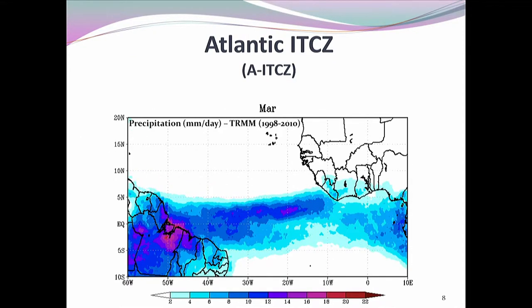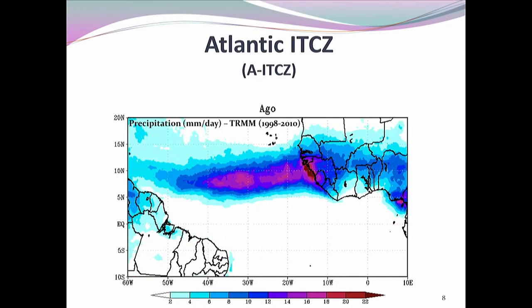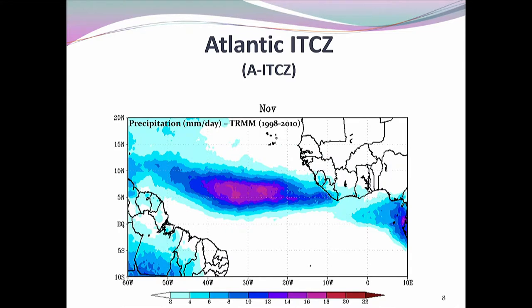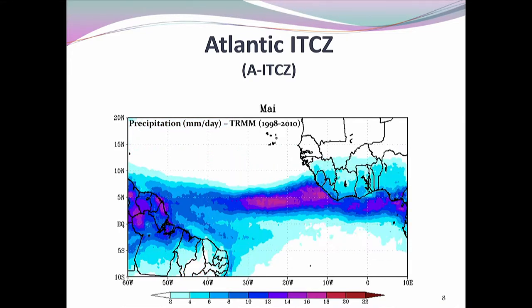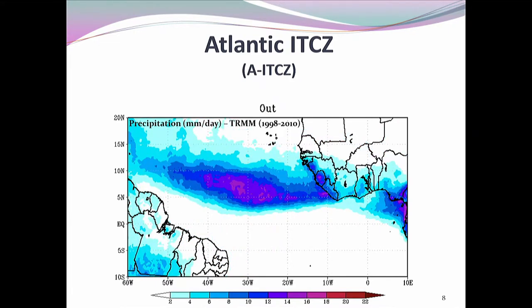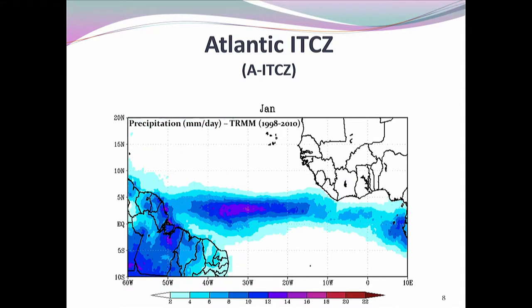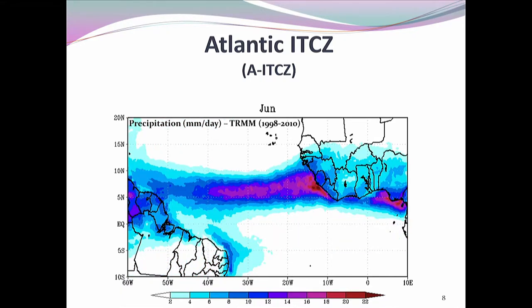Then this is the evolution of the rain. This is a precipitation field from TRMM, and this is an evolution through the year, from January to December. The annual cycle of the ITCZ is the most important cycle of the convergence zone, as you can see.